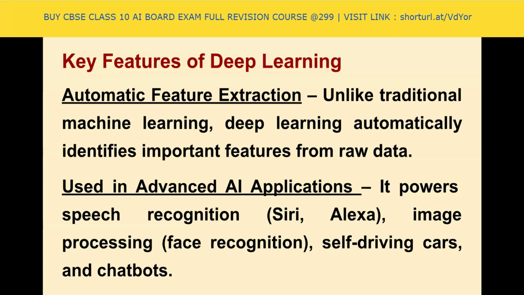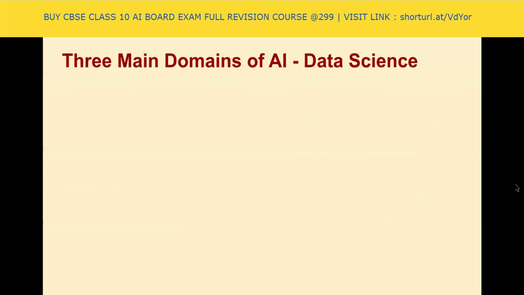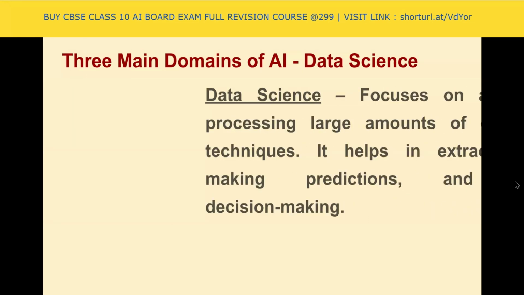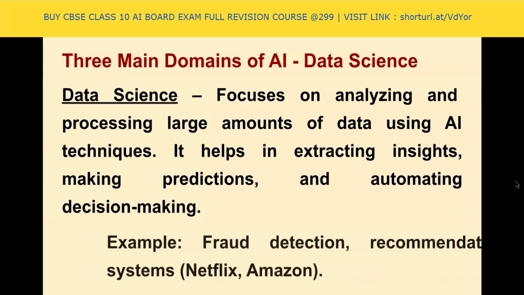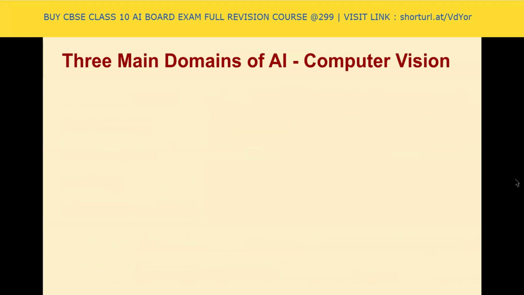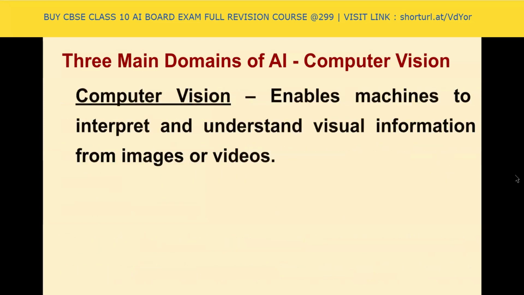So automatic feature extraction from the raw data, and advanced applications like chatbots, self-driving cars, image processing software are under deep learning. So in the three domains, we have already discussed data science. Now we come to the next domain, which is computer vision.